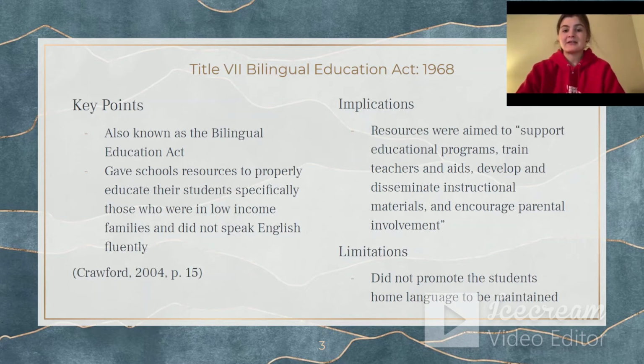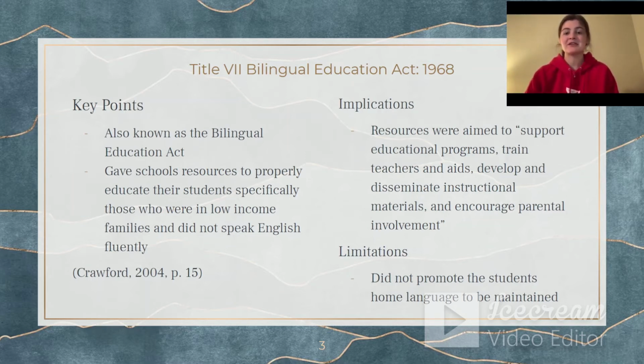Some implications of this act were the resources given to the schools. These resources included supplementing support for educational programs, training teachers and aides, disseminating instructional materials, and encouraging parental involvement.